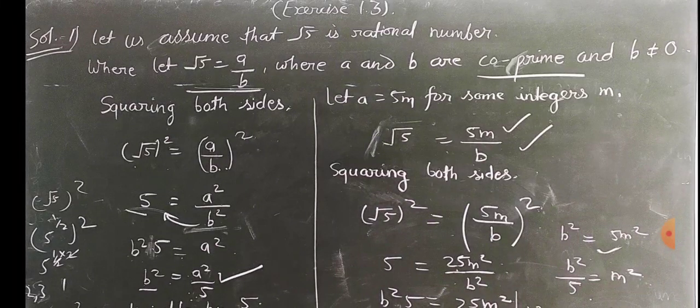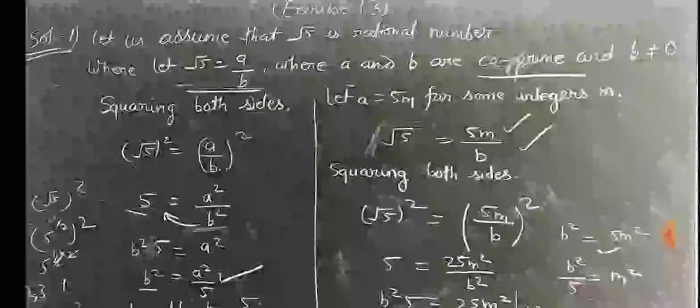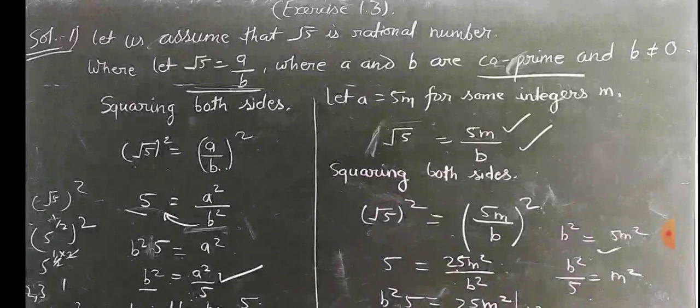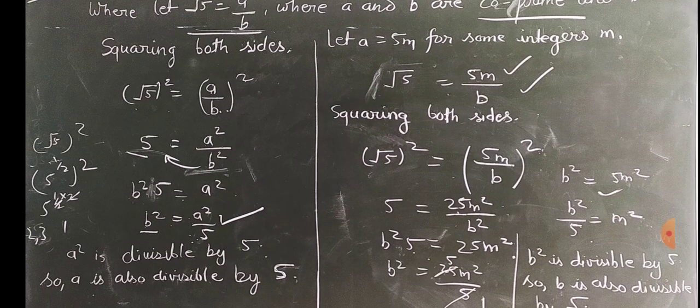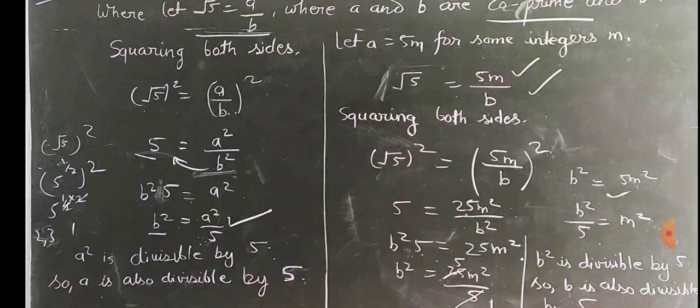So under root 5 equal to a by b, where a and b are co-prime and b is a non-zero integer. Squaring both sides, under root 5 square equal to a by b whole square. So what will happen then? 5 equal to a square divided by b square, 5b square equal to a square. So b square equal to a square by 5. A square is divisible by 5, so a is also divisible by 5.